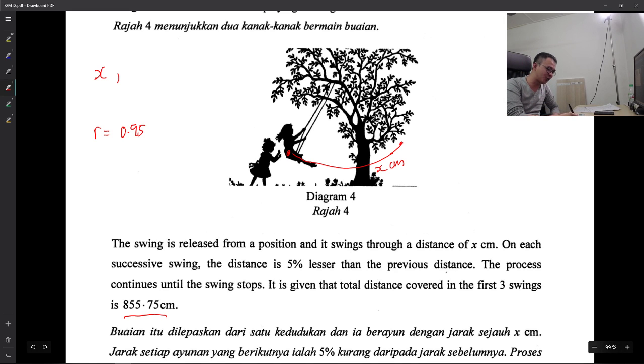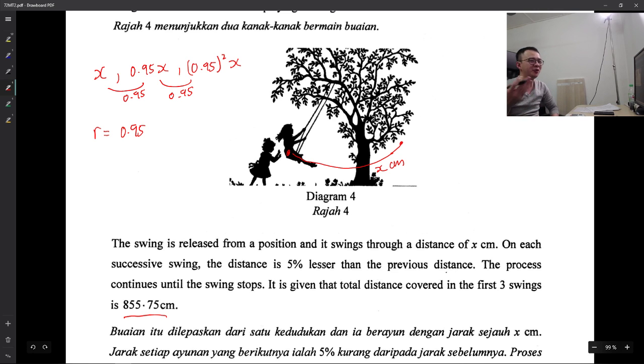So therefore the next swing will be 0.95 multiply x. Then the next swing will be 0.95 square multiply x. Correct or not? Because you need to keep on multiplying 0.95. This is how the GP works.